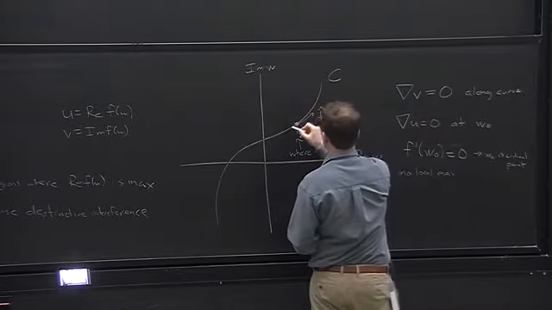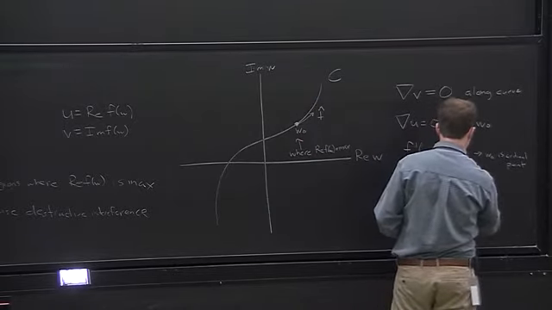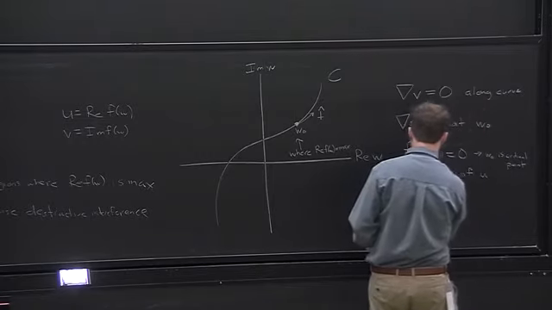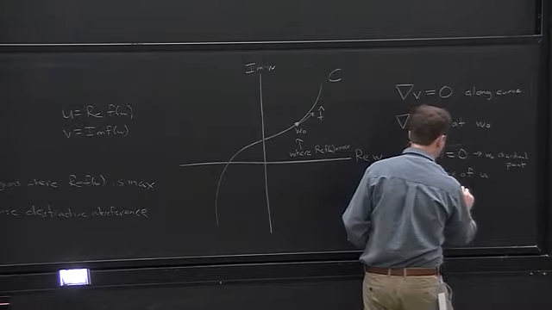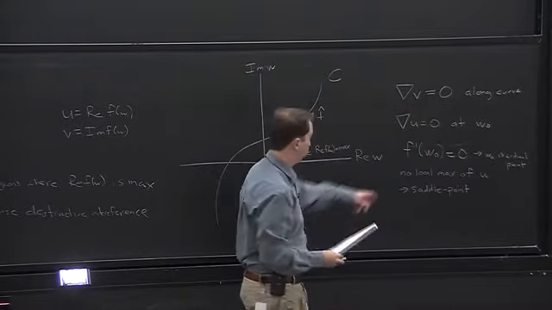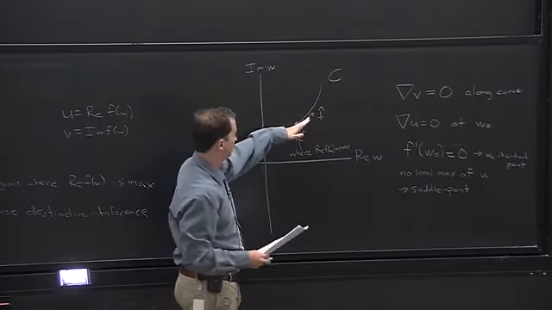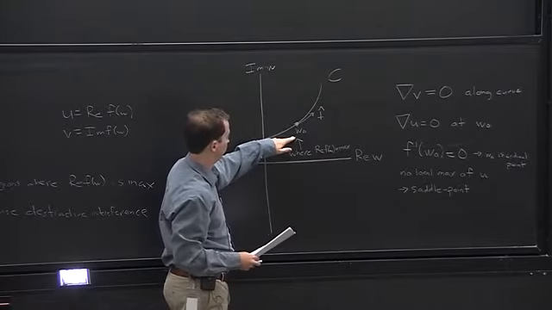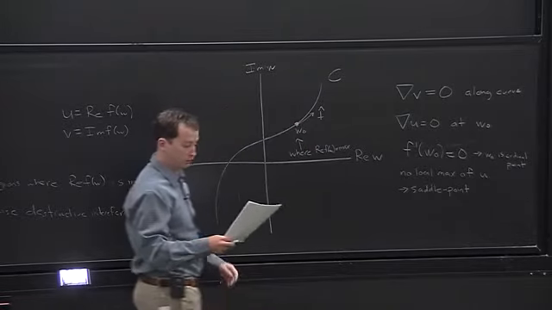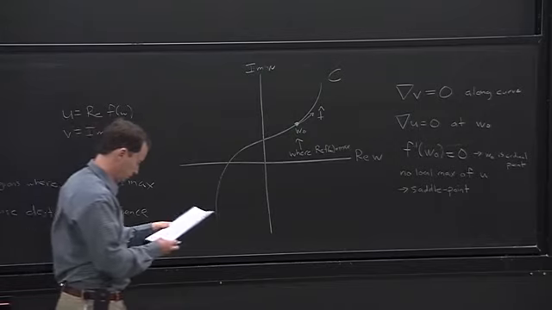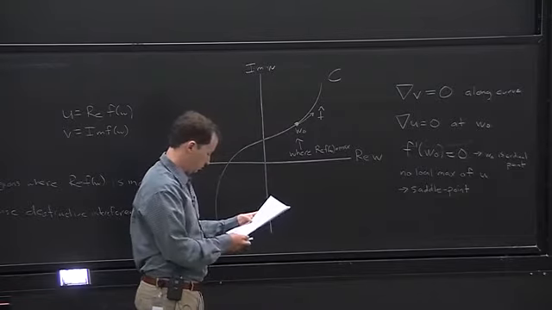The real part is decreasing in this direction, increasing in the other direction. And that's where this approximation gets its name. So w naught is known as a saddle point. If we go in the t or minus t direction, the real part of f will decrease. If we go in the perpendicular directions, it will increase.